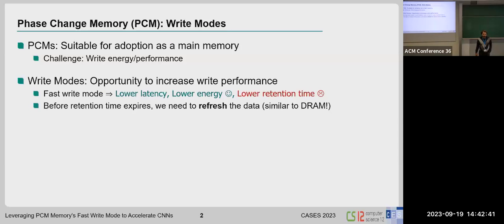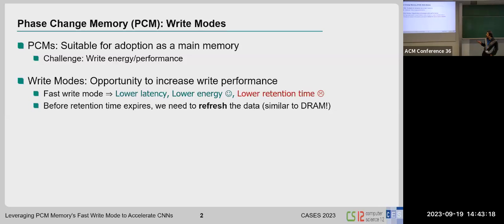As we know, PCM is a popular non-volatile memory. It is suitable for adoption as a main memory, but one of the main challenges for PCM memories is the write performance. Interestingly, PCM memory provides multiple write modes, and each of these comes with a trade-off of retention time. A fast write mode provides lower write latency, but it also comes with a lower retention time.